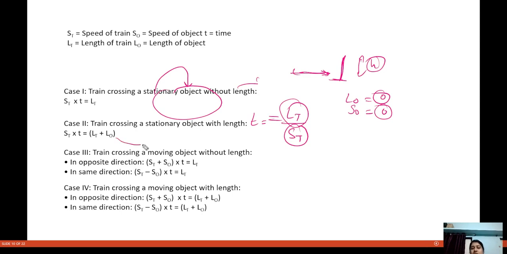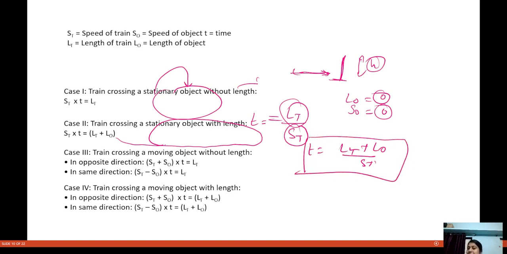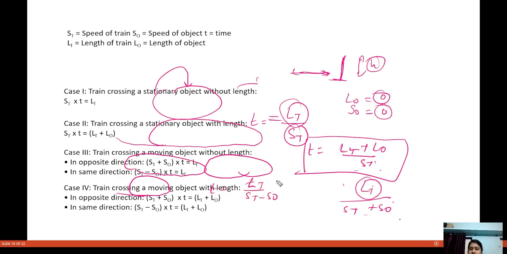Now if the train wants to cross a stationary object of length LO, the time taken will be LT plus LO divided by the speed of the train. Now, if the train crosses a moving object without any length, and the moving object is moving in the opposite direction, the time is LT divided by ST plus SO. And if the moving object is moving in the same direction, the time taken will be what? LT divided by ST minus SO.